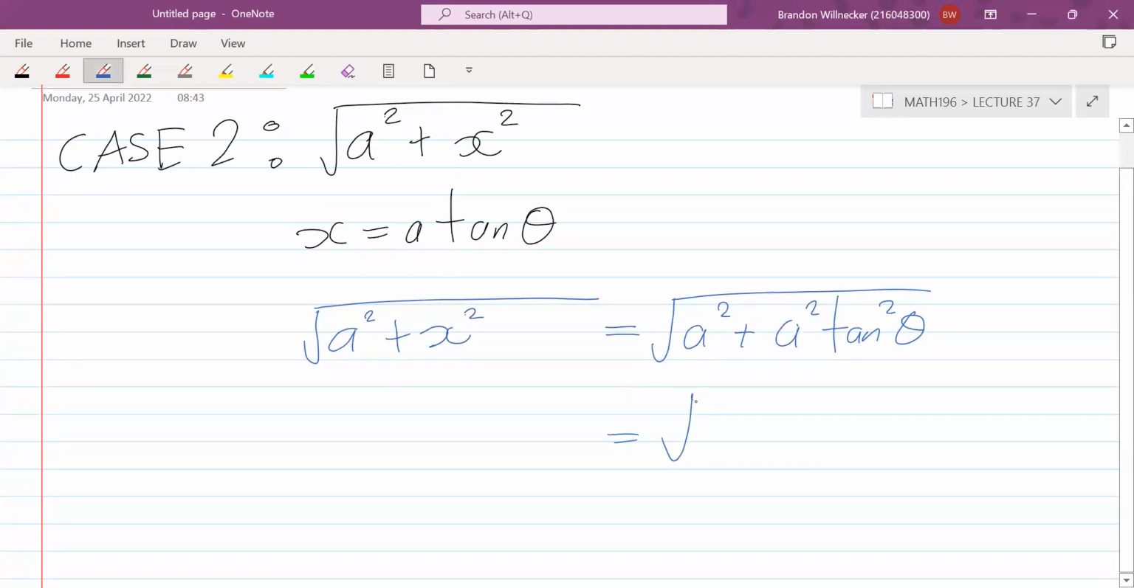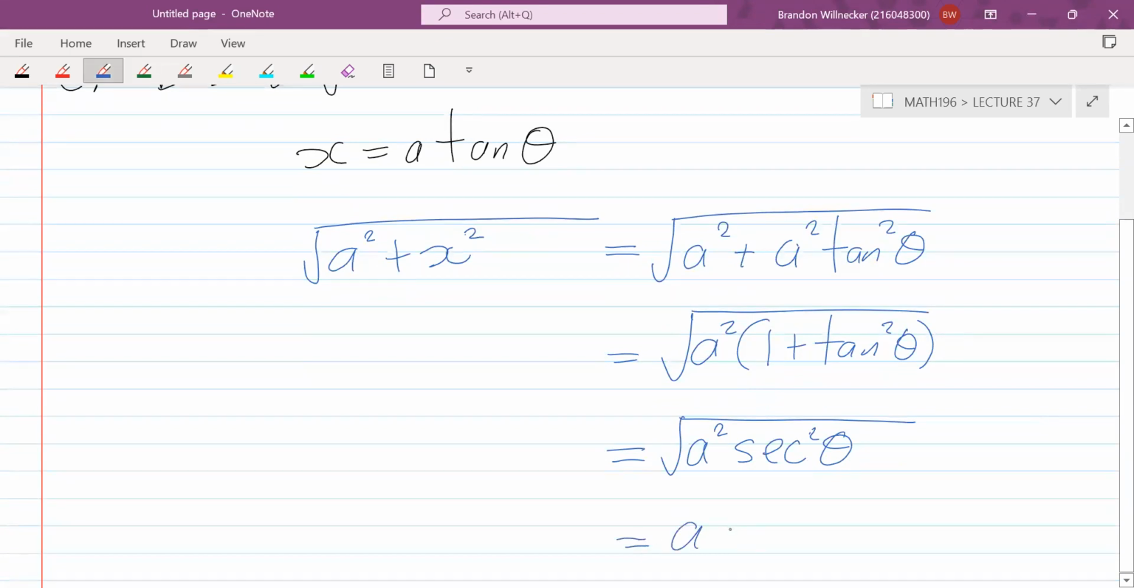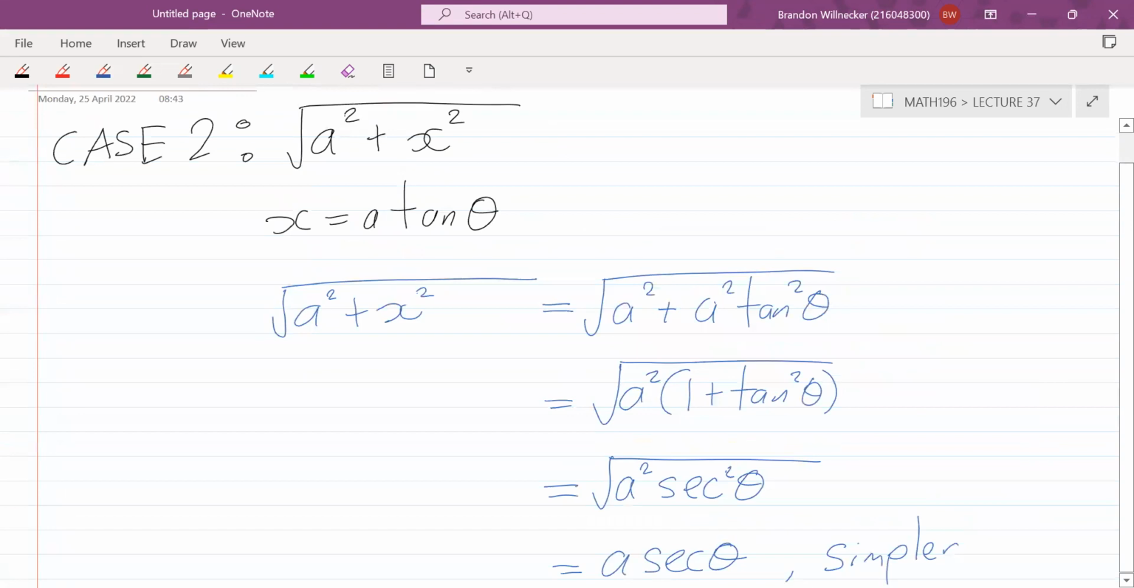We can simplify this. We're going to have a squared times 1 plus tan squared. And we know that 1 plus tan squared is going to be sec squared. So we have a squared sec squared theta, and after we take the root, it's just going to be a sec theta. Again, it's simpler than before. Instead of dealing with the roots and the squares, we only have to deal with some trig functions. So that's case 2, when we have the plus in between.